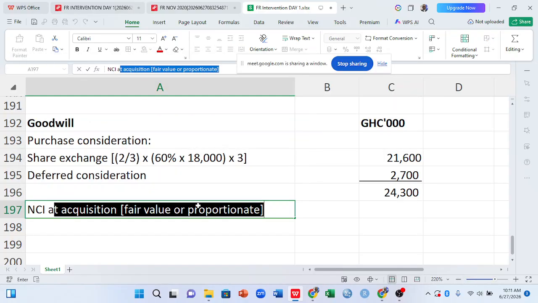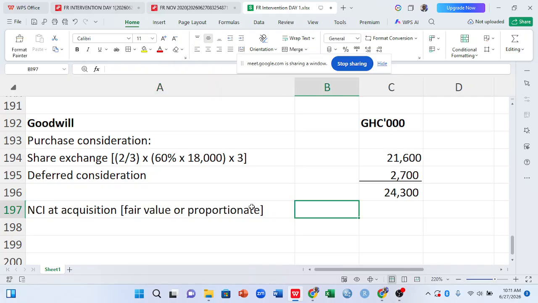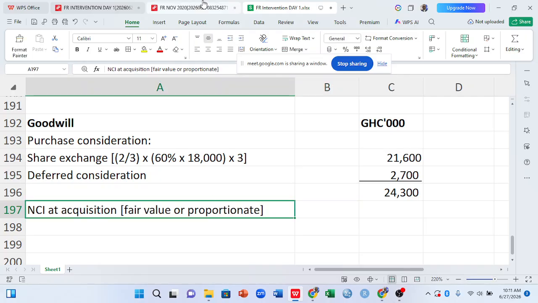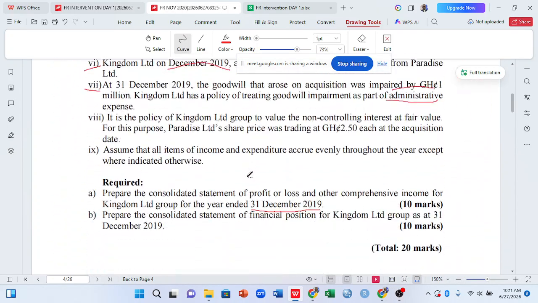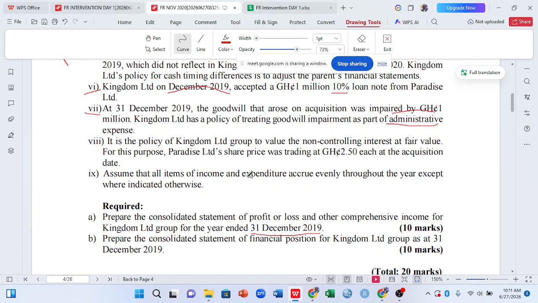Then we come to NCI at acquisition date. Here you have to check if it's proportionate or fair value, so we go into the question. The question gave us information in respect of that over here. It says the policy of Kingdom Limited Group is to value NCI at fair value. So here we are using a fair value approach. Remember, the fair value approach works in two ways: either they give you the value, or they give you the price to calculate with. In this question, we're given the price, so we are supposed to use the price to calculate.